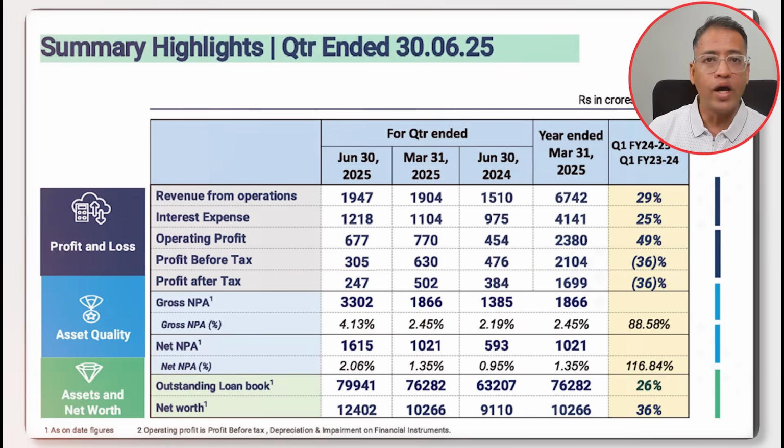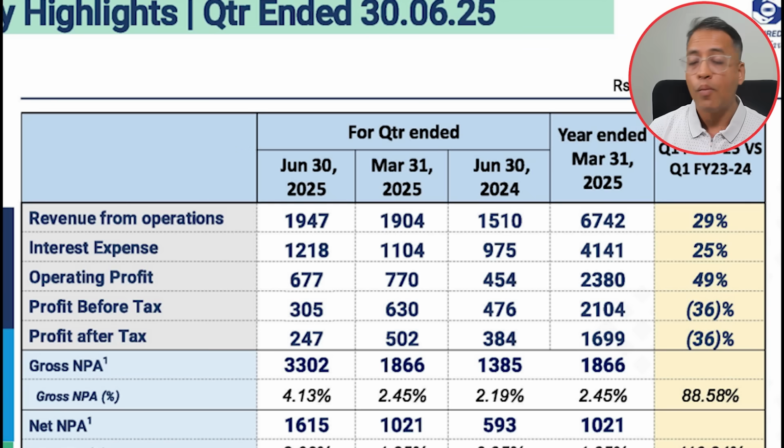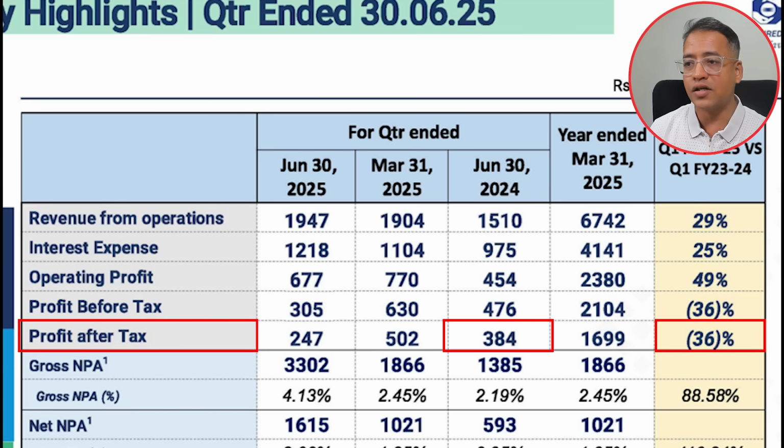Now, if you look at the performance of these companies, revenue and PAT, here revenues are fine, okay, not a major problem at all. 29% growth is what we are seeing. But if you look at the profitability, profit after tax, there is a 36% decline. It has gone down from almost 384 crores last year to now 247 crores. That is a massive dip in the profitability.